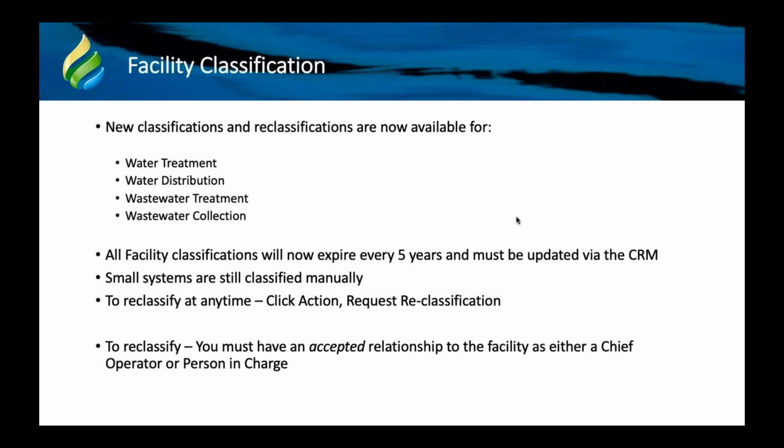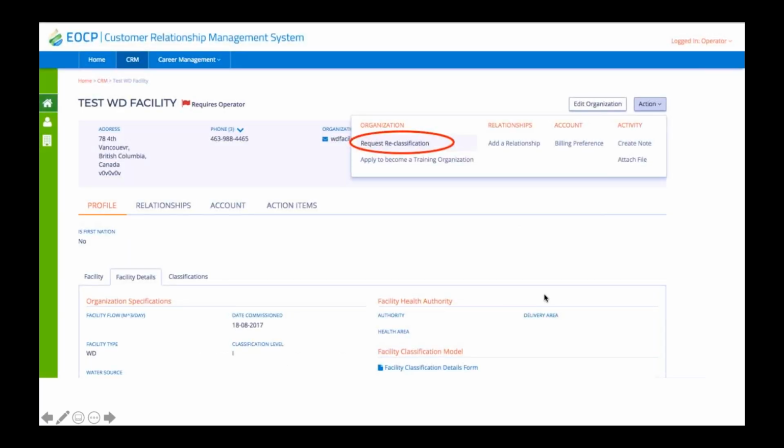If you have gone through an upgrade or a change, it takes a little bit longer, but still a very easy process. Small systems are classified manually, and you can request a reclassification at any time. It doesn't have to be in a 5-year cycle. If you've done an upgrade or if you've removed a piece of infrastructure, if you think your facility class is too high or too low, you can change it anytime by clicking Action, Request Reclassification. And as I mentioned, you must have that accepted relationship as either chief operator or person in charge.